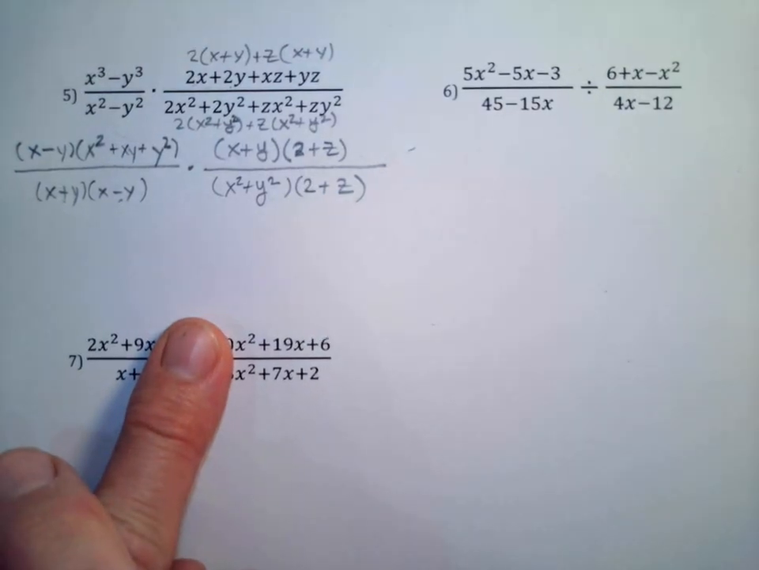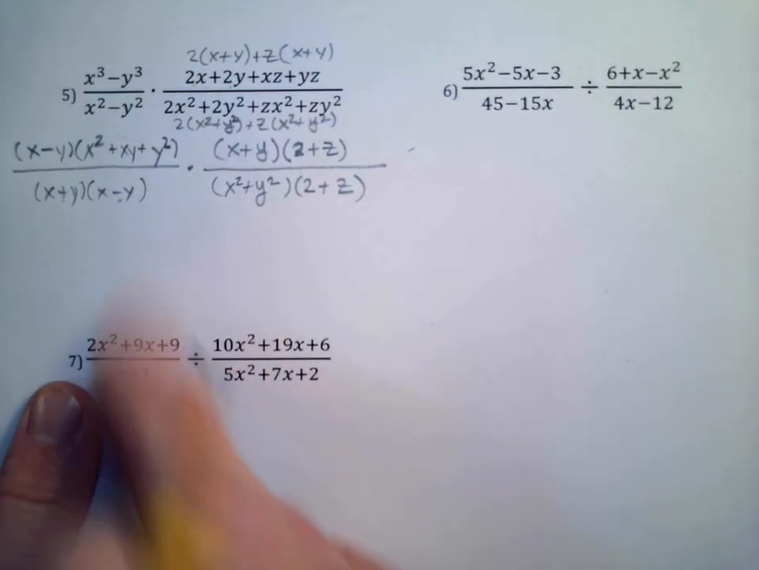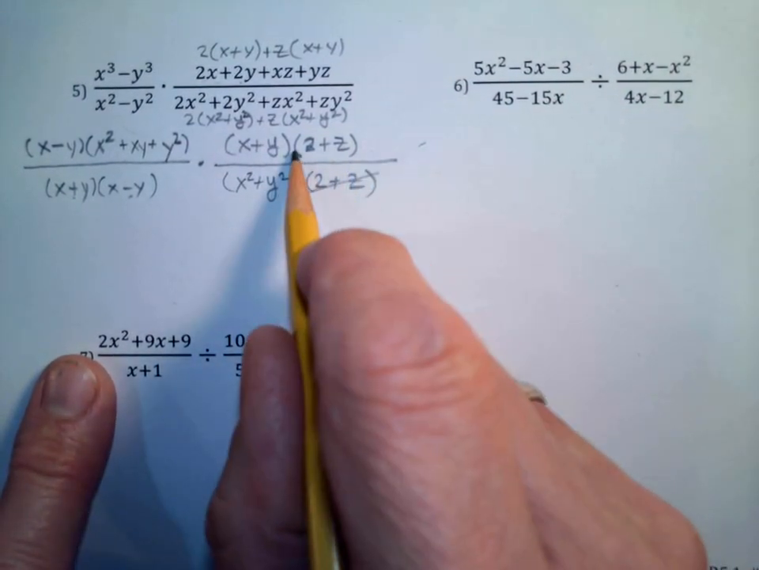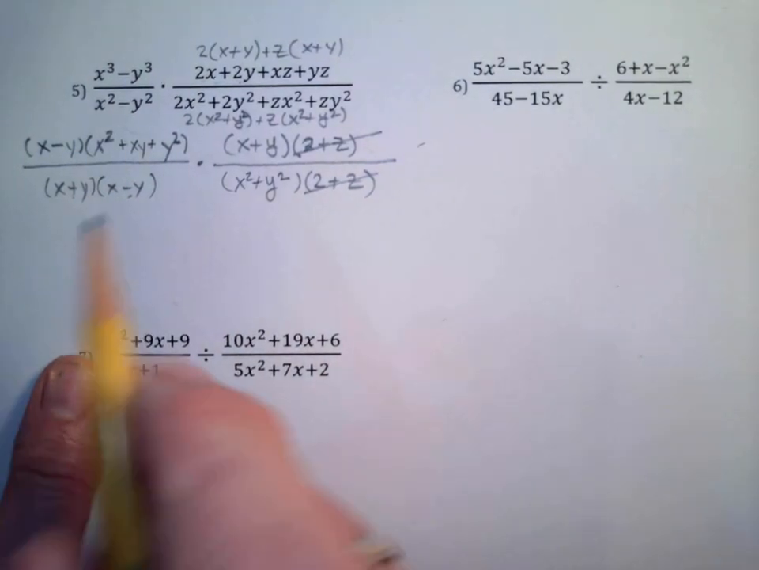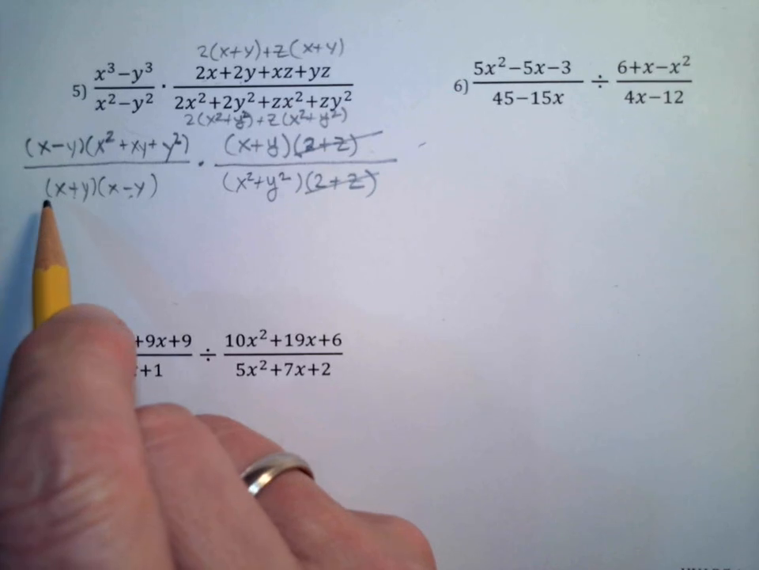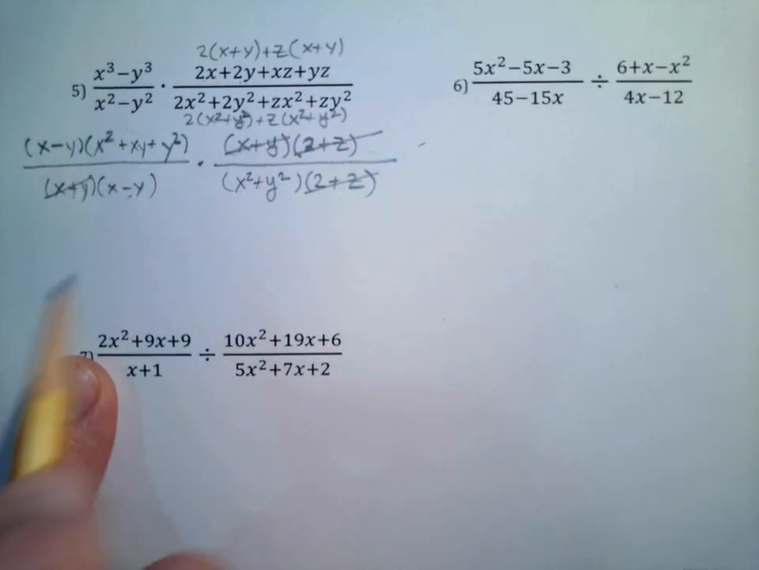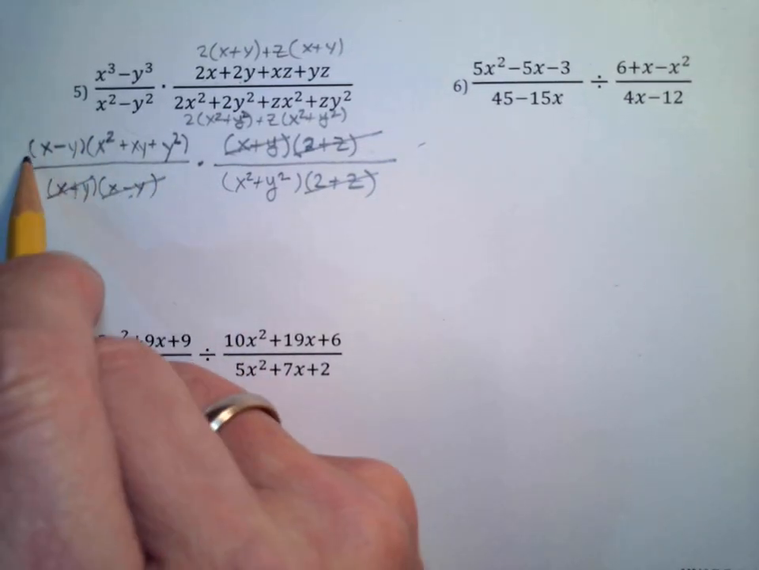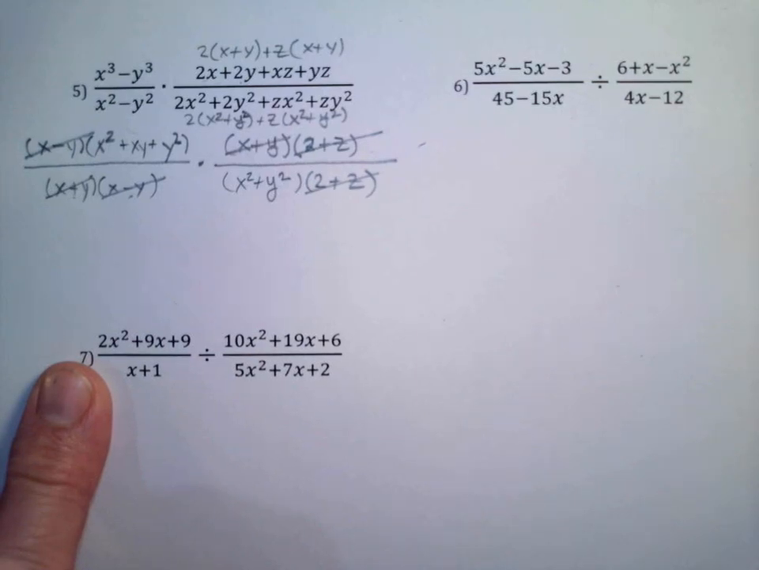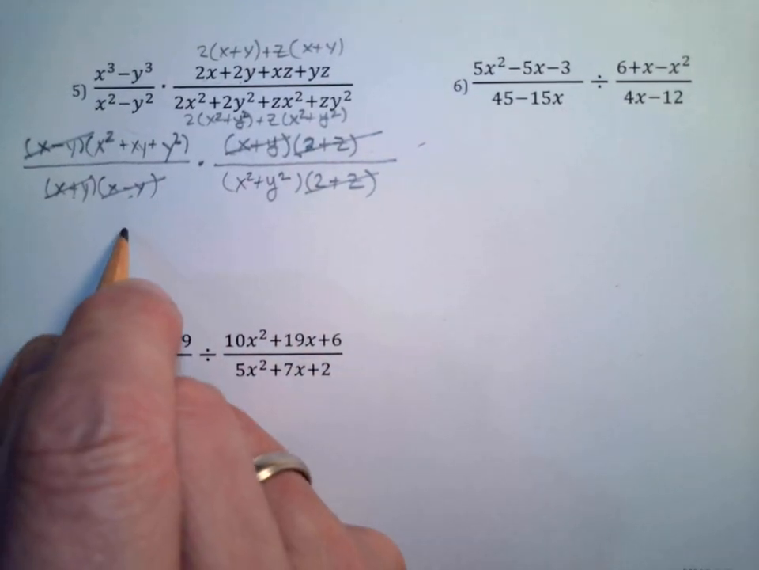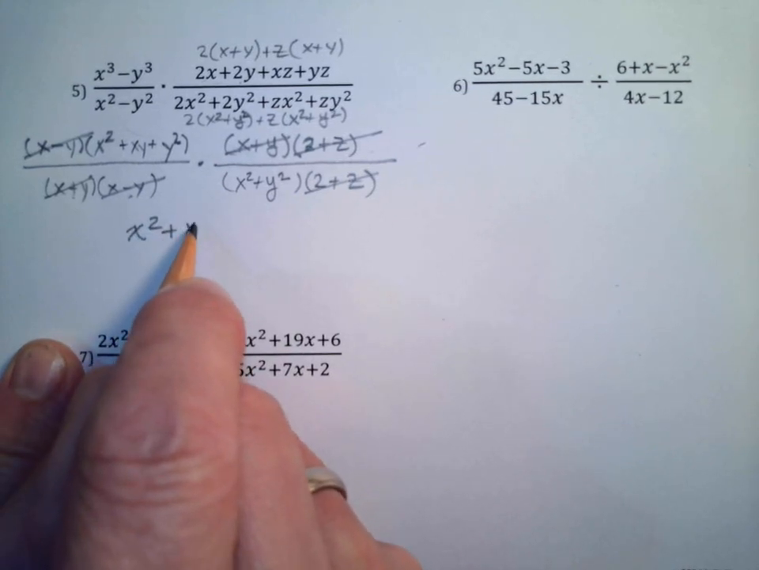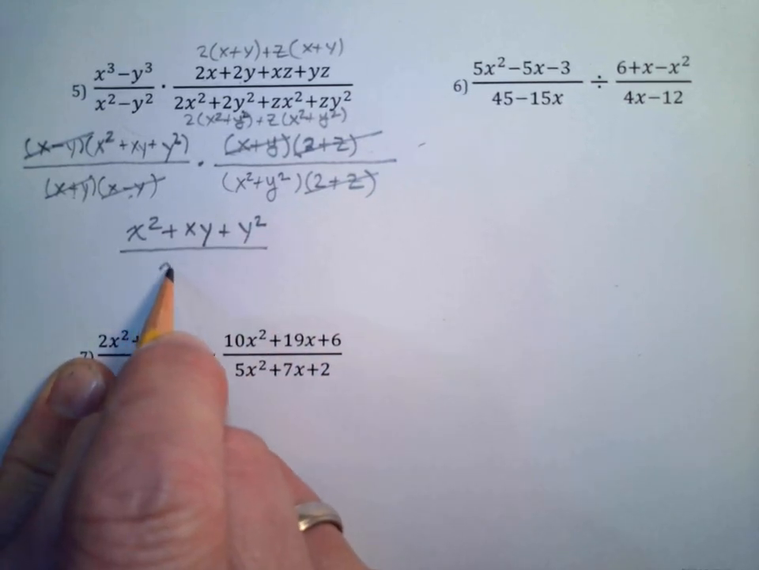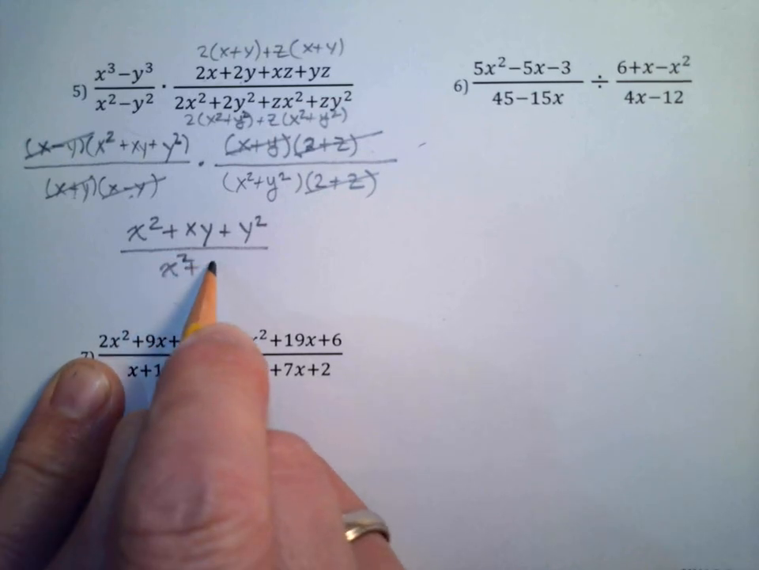Okay, so it's multiplication, and everything is factored, so we can start canceling things out. I can cancel my 2 plus z with my 2 plus z. Let's see, what else can I cancel? I can cancel my x plus y with my x plus y. I can cancel my x minus y with my x minus y. All right, so let's rewrite what we have. We have x squared plus xy plus y squared over x squared plus y squared.